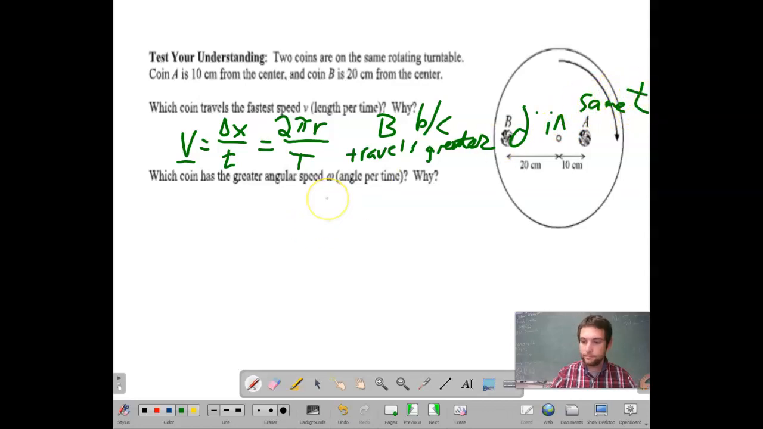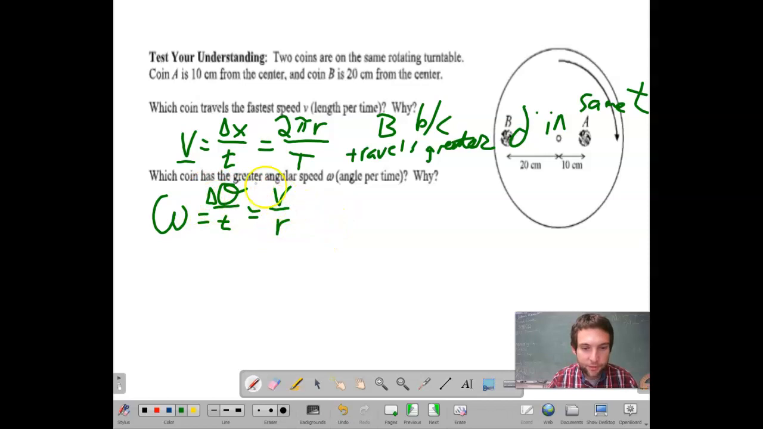Okay? Shocking? I hope not too shocking. What about the angular speed? Omega, angle per time. So omega is the change in angle per time. It's also v over r, right?